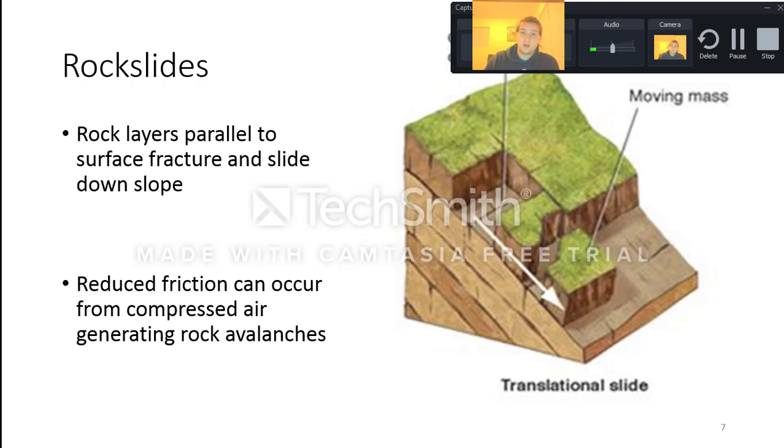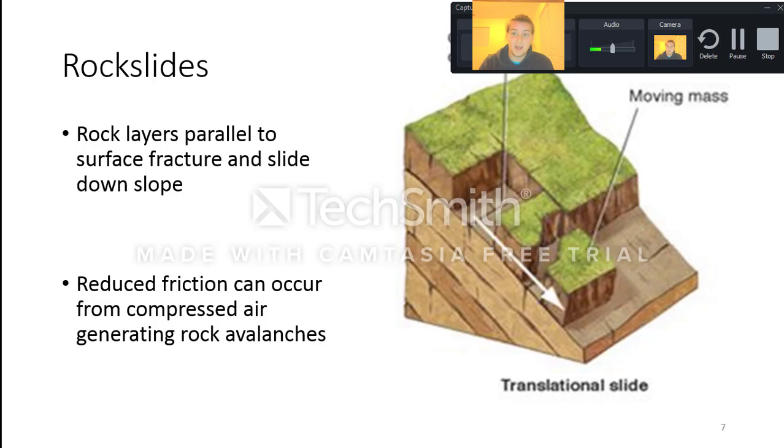Now, during a rock slide, there are layers of rock parallel to the slope surface, and these rock layers fracture and slide down the slope at tremendous speeds. Now, occasionally, these fragments can actually ride upon compressed air beneath them, which greatly diminishes the friction that they experience, allowing them to pick up much more speed and be much more destructive and fan out over a larger area than just an ordinary rock slide.